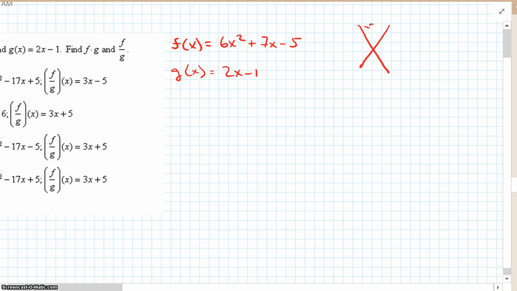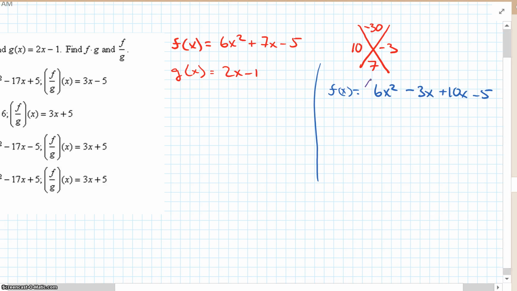A times c is negative 30. My b value is 7. So I need a positive and a negative number to give me a product of negative 30 and a sum of 7. So positive 10 and negative 3 looks like they're going to work. So all this work right here is for the function f of x. So I can rewrite it as 6x squared minus 3x plus 10x minus 5. So now we can group like terms.